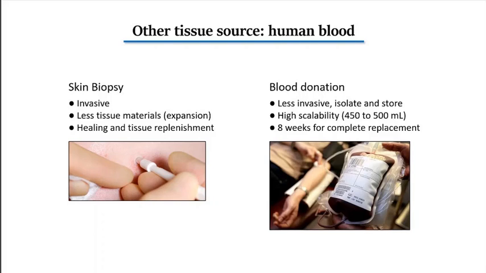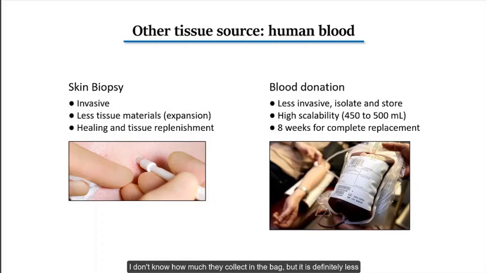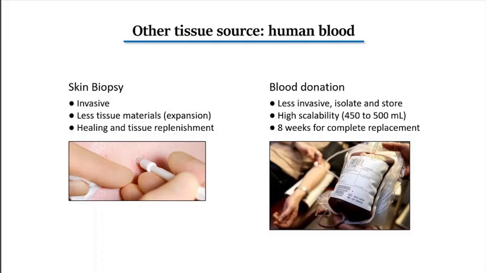The easiest to collect from the human body is actually human blood, because you get a ton of it. I don't know actually how much they collect, but it is definitely less invasive. And then it is right there, and you can convert it into neurons directly.